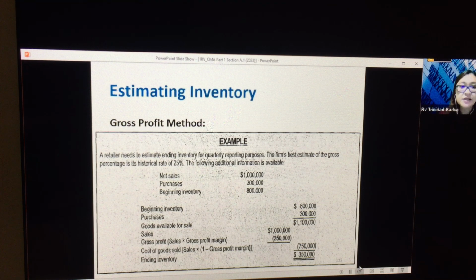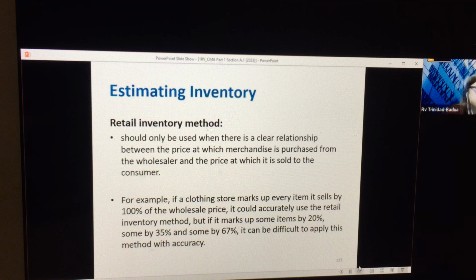Okay, this is quite easy, no? Quite easy. Retail method, this should only be used when there is a clear relationship between the price at which your merchandise is purchased from the wholesaler. Kasi nga, di ba, ang basis mo is the retail price. So there should be a relationship. And the price at which it is sold to the customer. So for example, if a clothing store marks up every item it sells by 100% of the retail price, it would accurately use the retail inventory items kasi blanket.